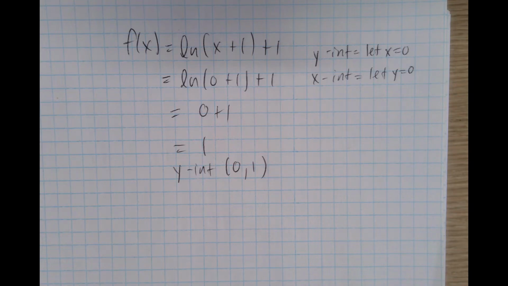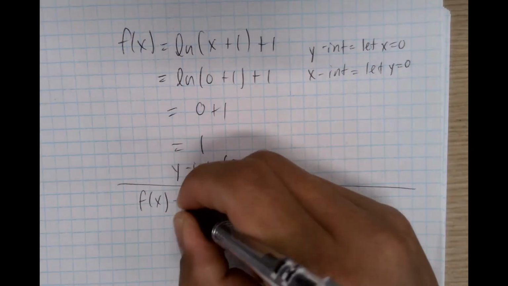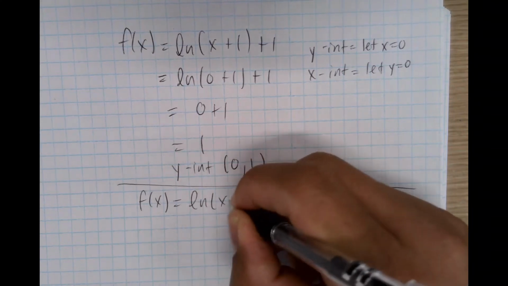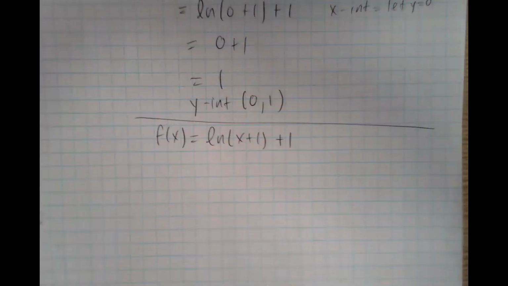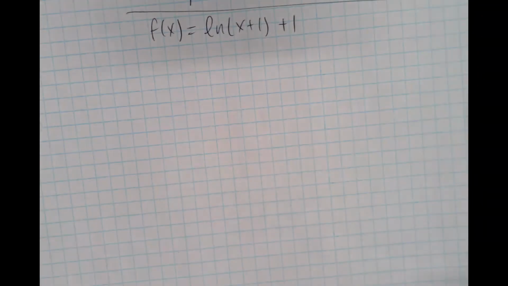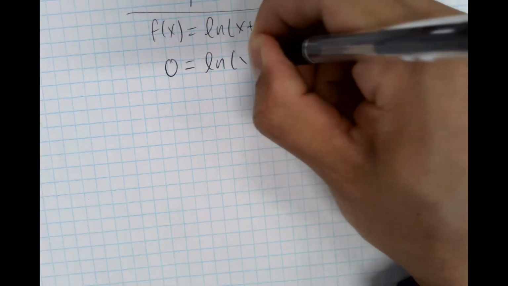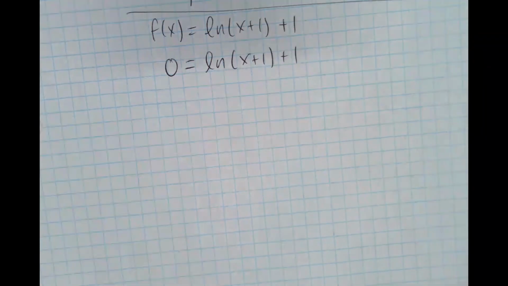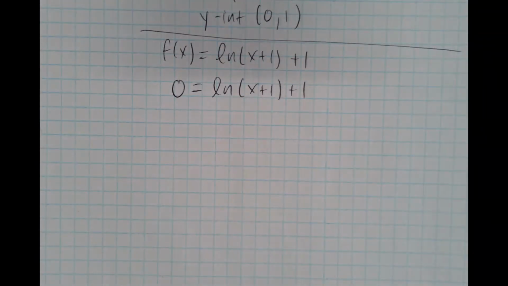The second thing is f of x is equal to ln of x plus 1 plus 1. And so if we want to find our intercept, what we would do is let y equal 0 this time. Okay. So again, now we're solving for our x-intercept. Again, this is a huge reminder for finding your x and y intercepts.